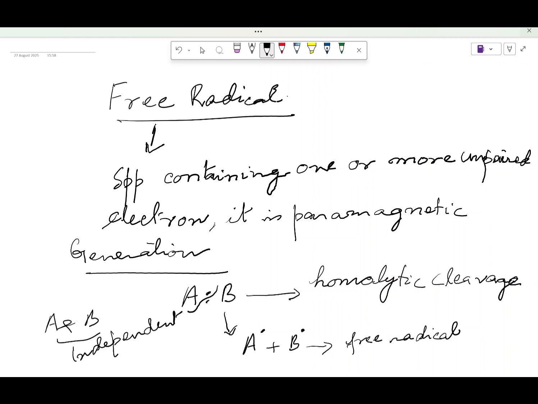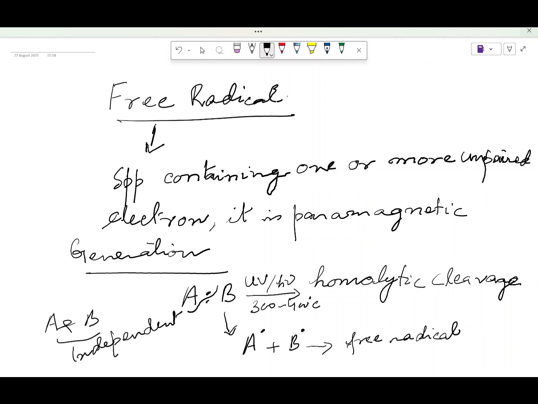The main part is how the homolytic cleavage occurs. Number one, either you give ultraviolet radiation, diffuse light, or a very high temperature, near about 300 to 400 degrees centigrade. Then the bond undergoes homolysis or symmetrical cleavage, and you get this. This is the one part.